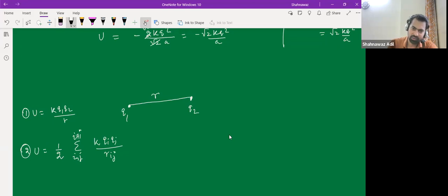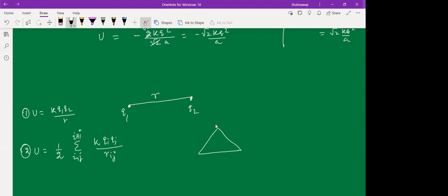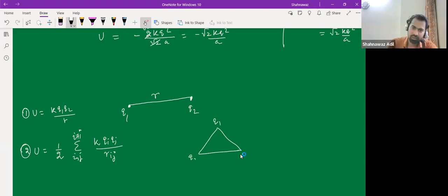So let's take an example of, let's say, this triangle. This we did, and we also did one problem, right, Aisha and Mariam? Yes, sir. So let's say this is Q1, Q2, Q3. So the potential energy would be first this one, and the rest this one. Let's say this is R12, this is R13, this is R23.